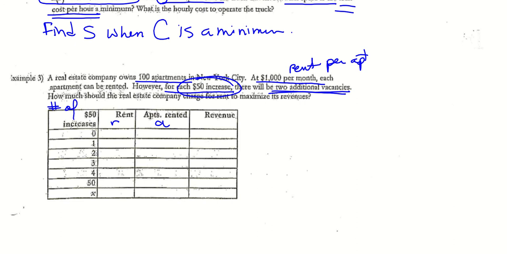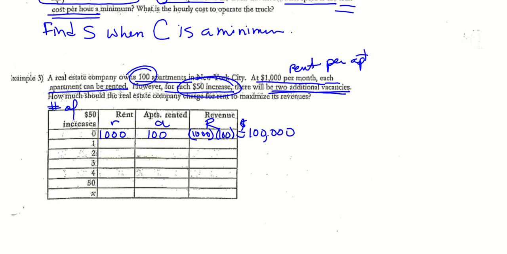So if we don't raise the rent at all, so we have 0 increases, then our rent is going to be $1,000 per month, right? And at that rate, it tells us that each apartment can be rented. And there are 100 apartments, so 100 apartments would be rented. What's our revenue? Let's call that revenue capital R. Revenue is the amount of money that comes in, and so that revenue is going to be our 1,000, right, dollars per apartment times our 100, which is $100,000. So that's our revenue if we don't change the rent at all.